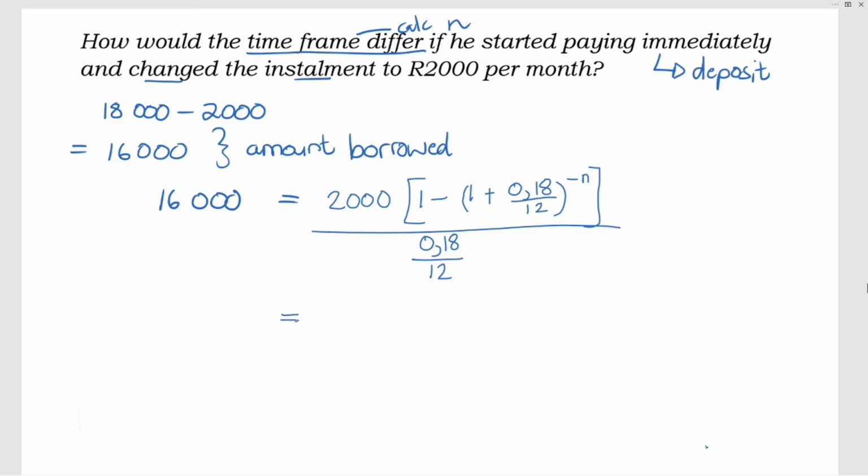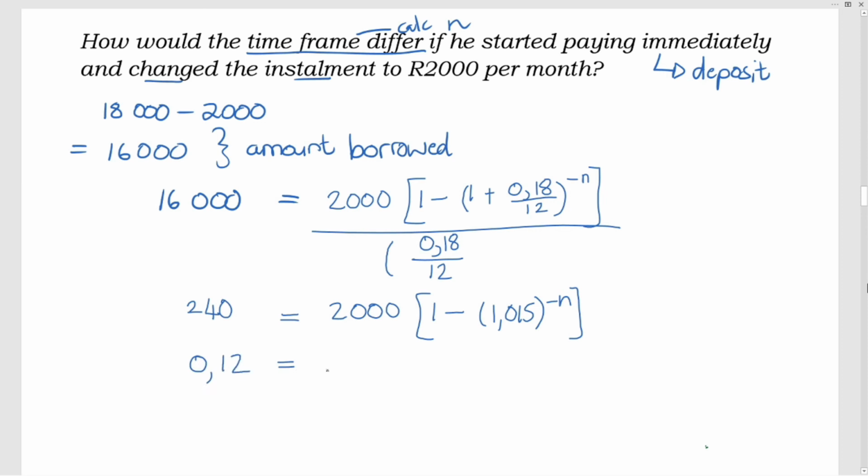Again, here I am solving for n, so my process will be to take the 16,000, multiply it by the 0.18 over 12, and that gives me 240. And then I have that as the 2,000. Now I'm going to multiply out what's in here, and it's going to be 1 minus, and then I'm going to add that up, which is 1.015 to the negative n. And then I'm going to take the 240 and divide it by 2,000. That gives me 0.12. And then that has 1 minus this thing that's left over.